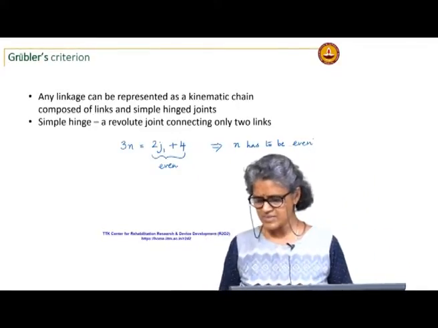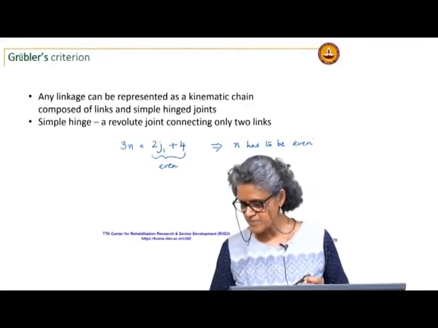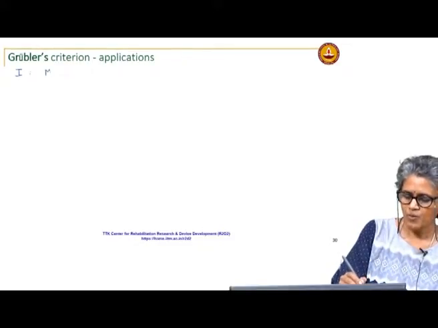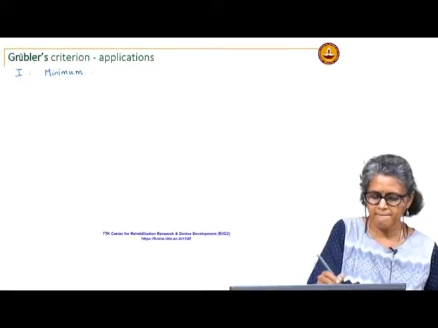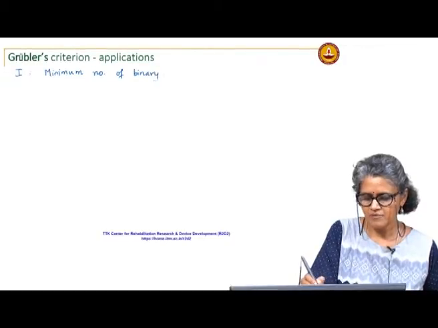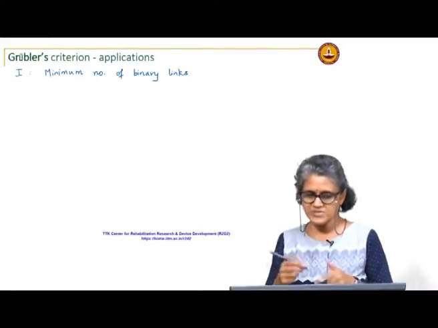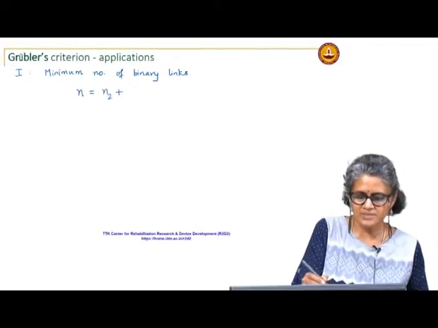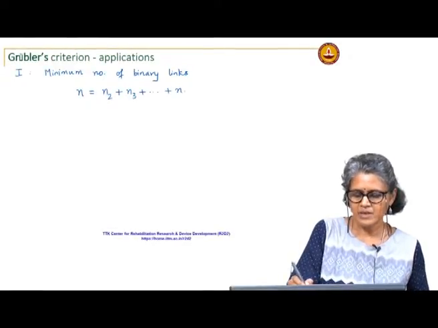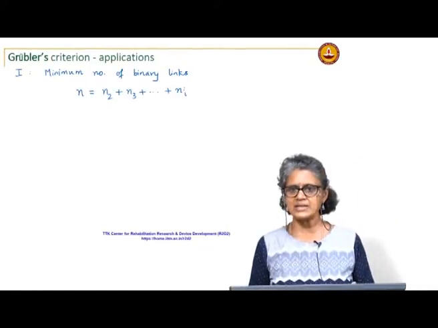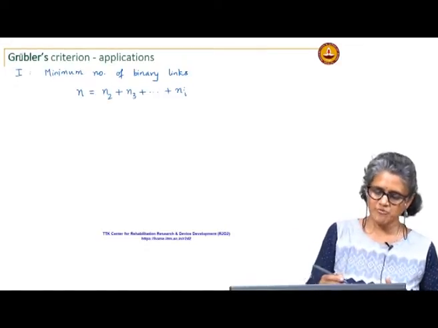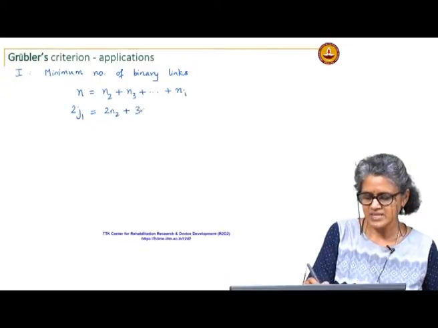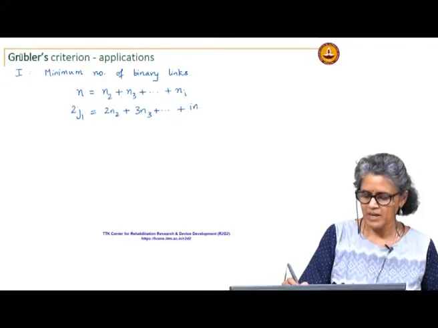Now, let us look at some applications of Grubler's criterion. The first application is: what is the minimum number of binary links we need? For this we go back to the form of the criterion. So, n is equal to, since it is a closed chain, no singular links, n2 plus n3 plus so on up to a link of order I, meaning it has I nodes. That is your total number of links, and then I can say that 2j1 equals 2n2 plus 3n3 plus so on up to I n I.